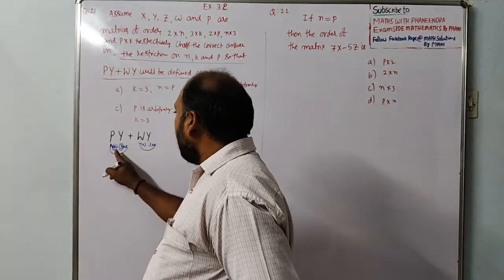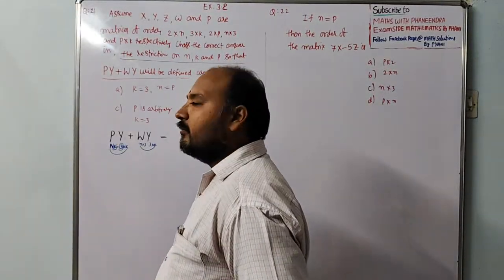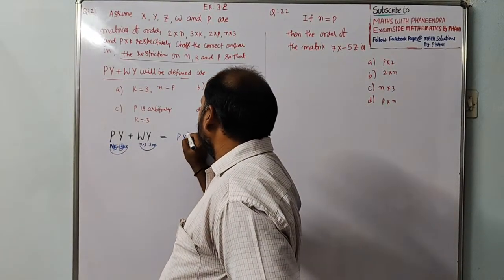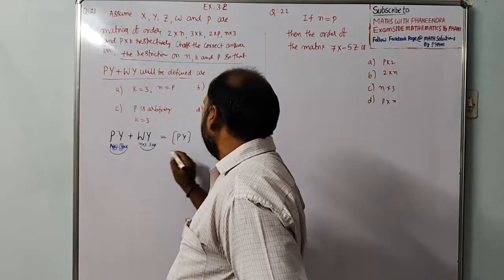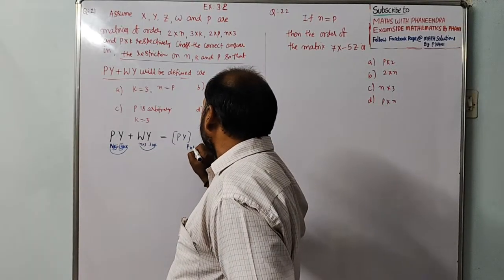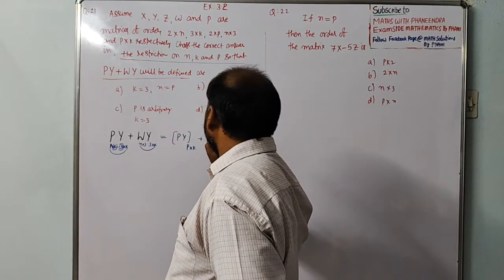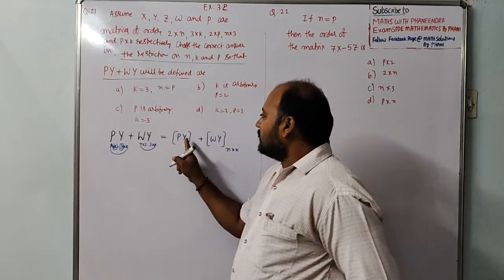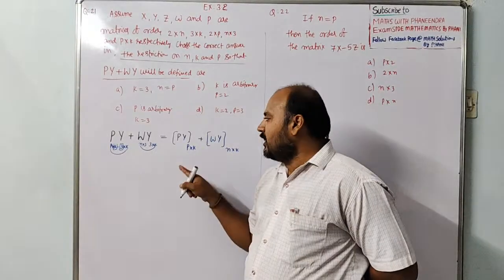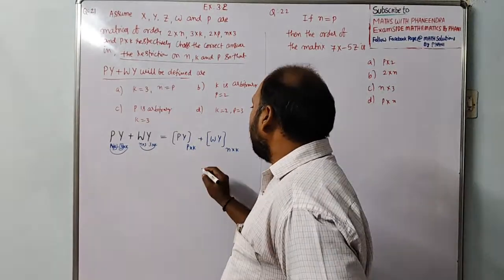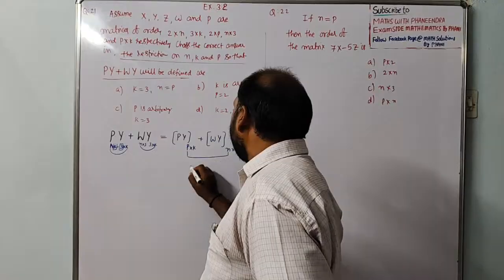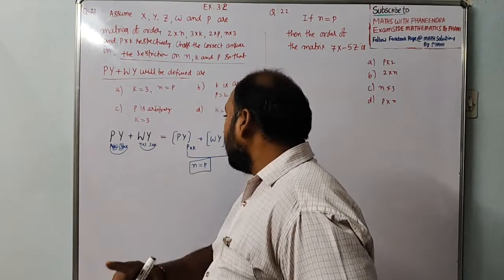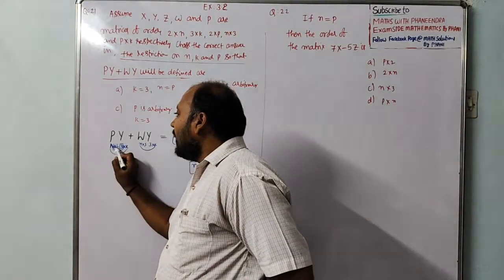Now, if you understand, this is defining p by q, so PY ultimately is defined, p cross k, plus WY is defined, n cross k. Sum of two matrices is defined for the same order. No? So when it will be possible? P and N should be equal.